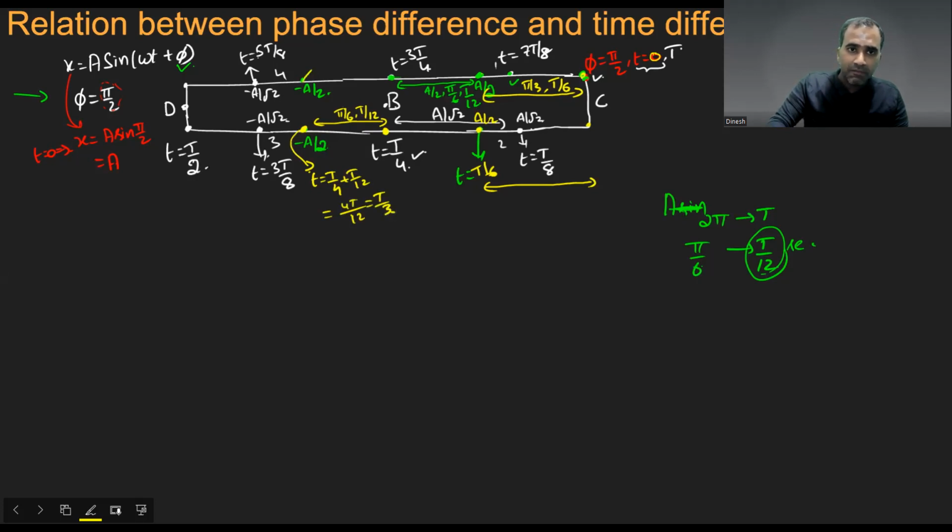Can you tell me about the time for this one? From here till here. You're able to see my cursor, right? This is T by 3. Agreed. How about this one? Minus a by 2. I was talking about the starting position. This is the starting position, no?